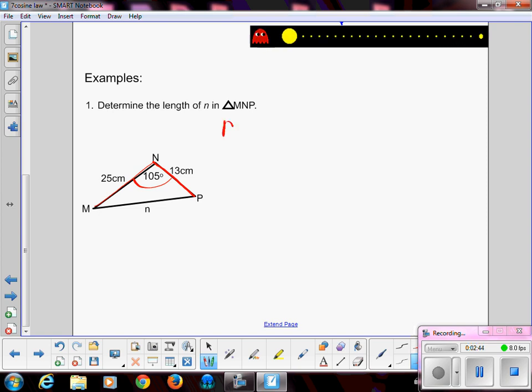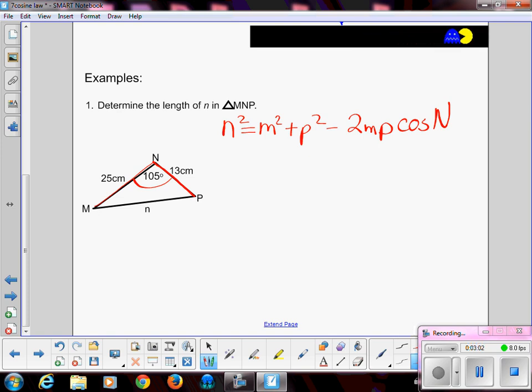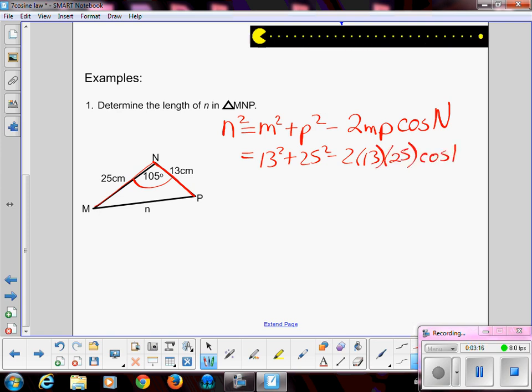I'm interested in n, so n squared equals. I also know that I'm going to have cos of angle N. So I often do that myself and I fill in the formula. So I have m squared plus p squared minus 2mp times the cos of N. So now I'm going to fill it in, and that, again, isn't a really difficult part. So 13 squared plus 25 squared minus 2 times 13 times 25 times the cos of 105.